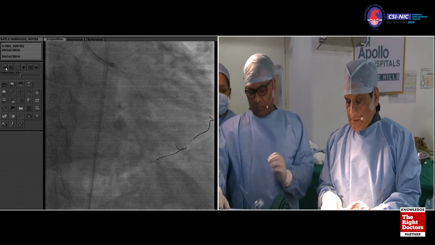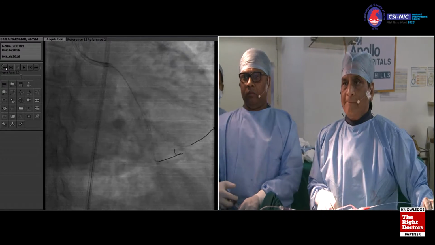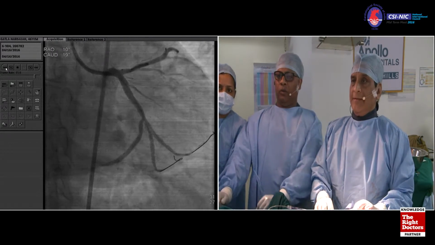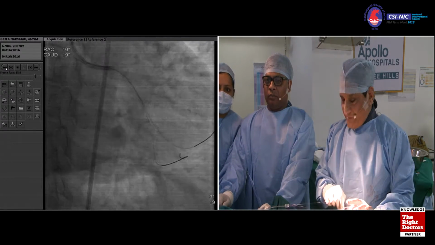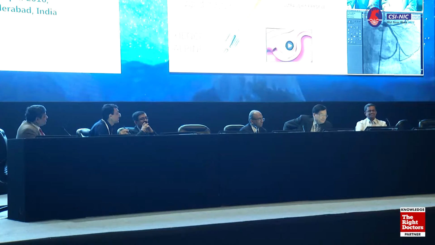Before we do further, let's take one picture, and then we'll decide what we are going to do further. But this proximal vessel, going to the second cath lab, just take one shot faster. Great result. Flow is also good. We'll do the OCT in the end. Nice job. Finally, we'll show that. Okay, great.